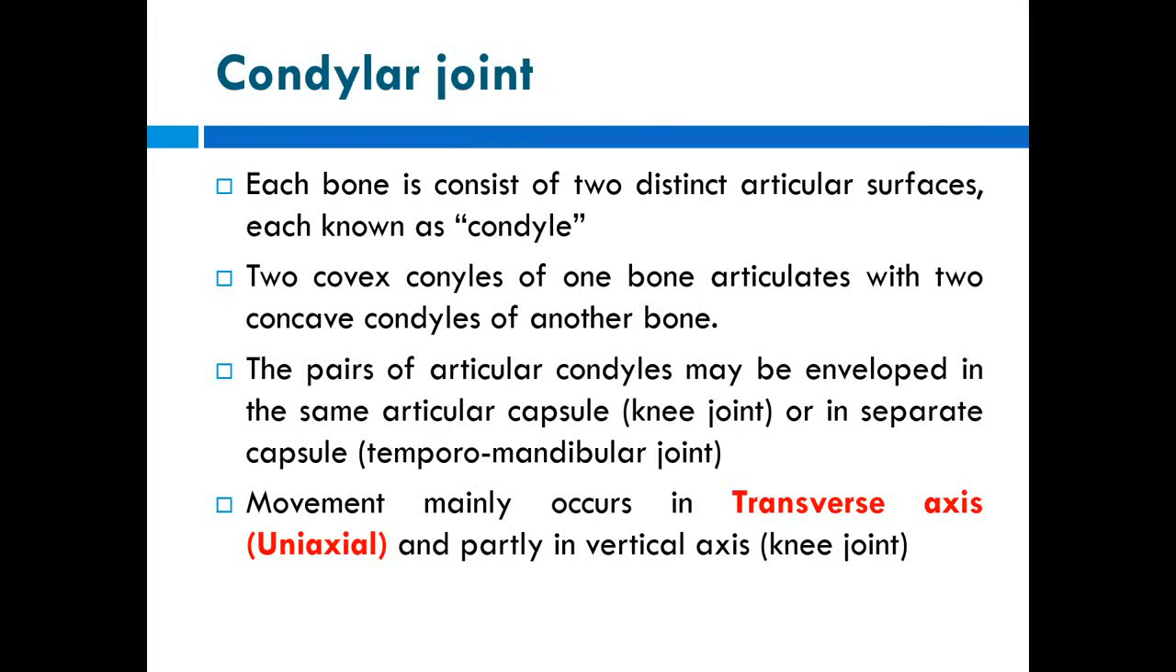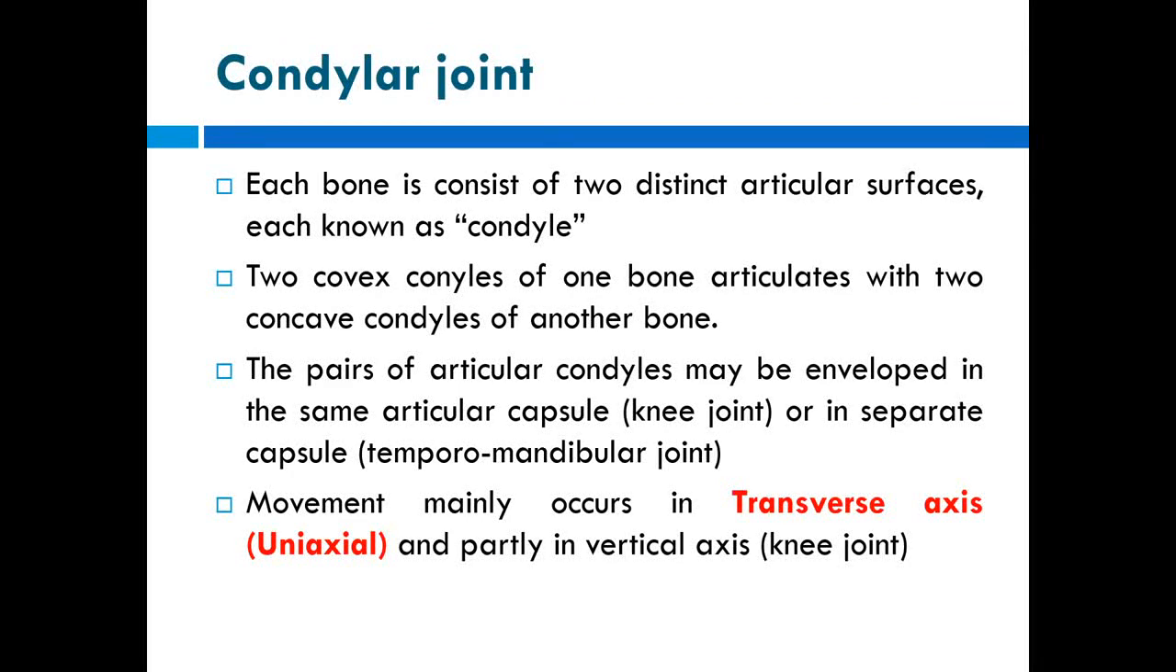The movement mainly occurs in the transverse axis, so it is a uniaxial joint. Sometimes it may occur in the vertical axis, which is also present in the knee joint. For example, in case of the knee joint, the main axis is the transverse axis, and sometimes the knee joint uses another axis, called the vertical axis, to rotate a little.